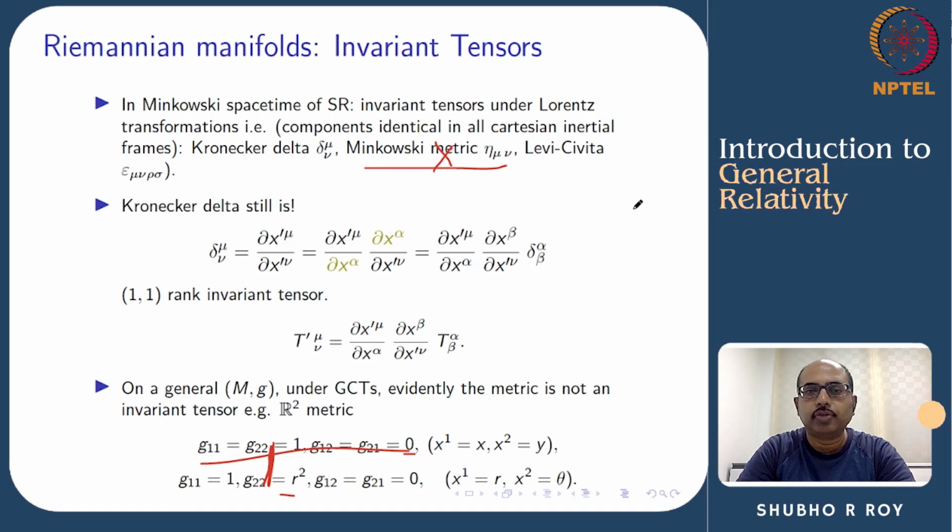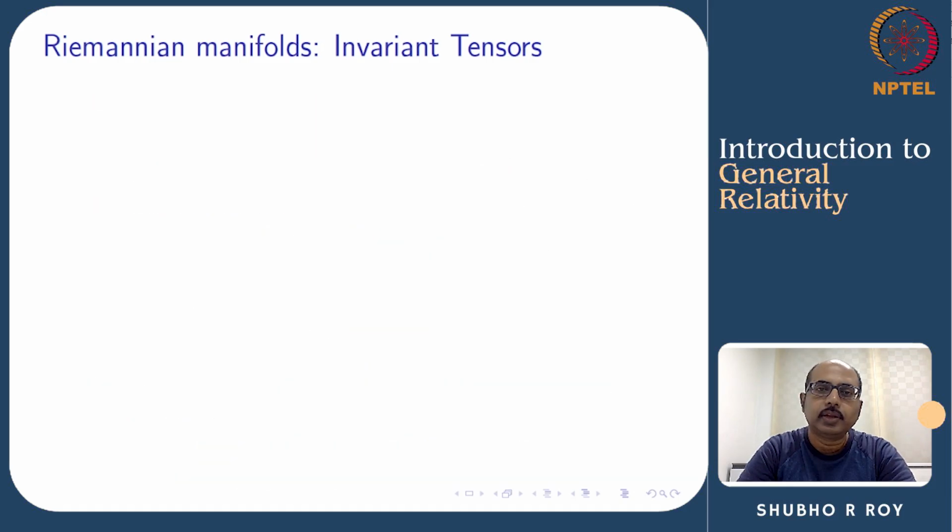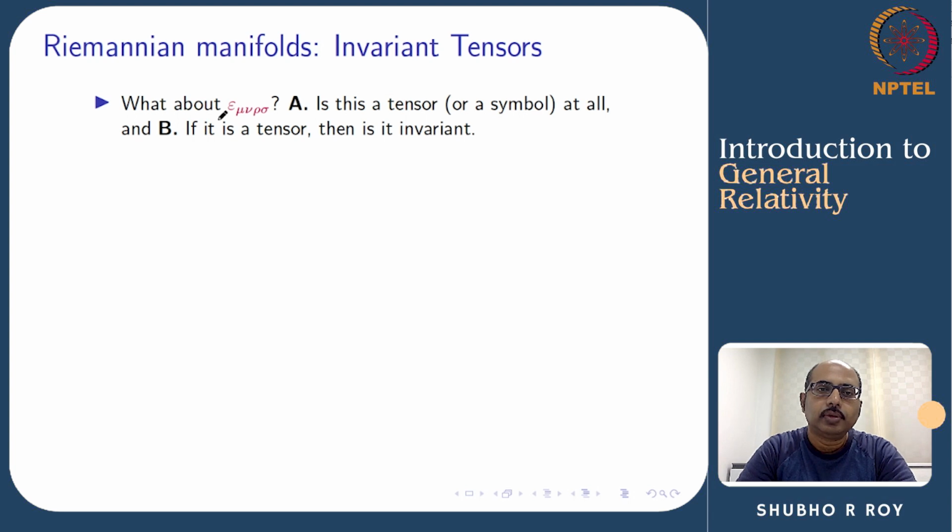And then the last thing to check is the Levi-Civita. Let's look at this. So this is, of course, in 4 dimensions. I'm going to go to higher dimensions, but for the time being, let's consider 4 dimensions. So there are two associated questions. A, is it a tensor? And we should keep an open mind because it might not be. It will turn out it is not. And the second question is that if it is a tensor, then is it invariant? Okay.